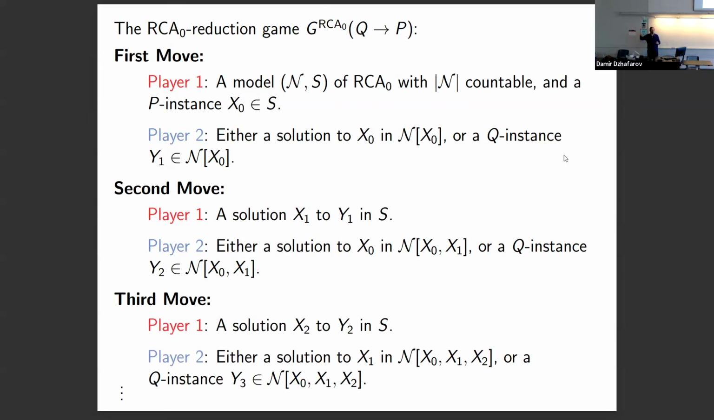Et cetera, et cetera, right? So it's the same game as before, except we're playing inside the model that player 1 determined. Player 2 still needs to play computably, Delta^0_1 definably.